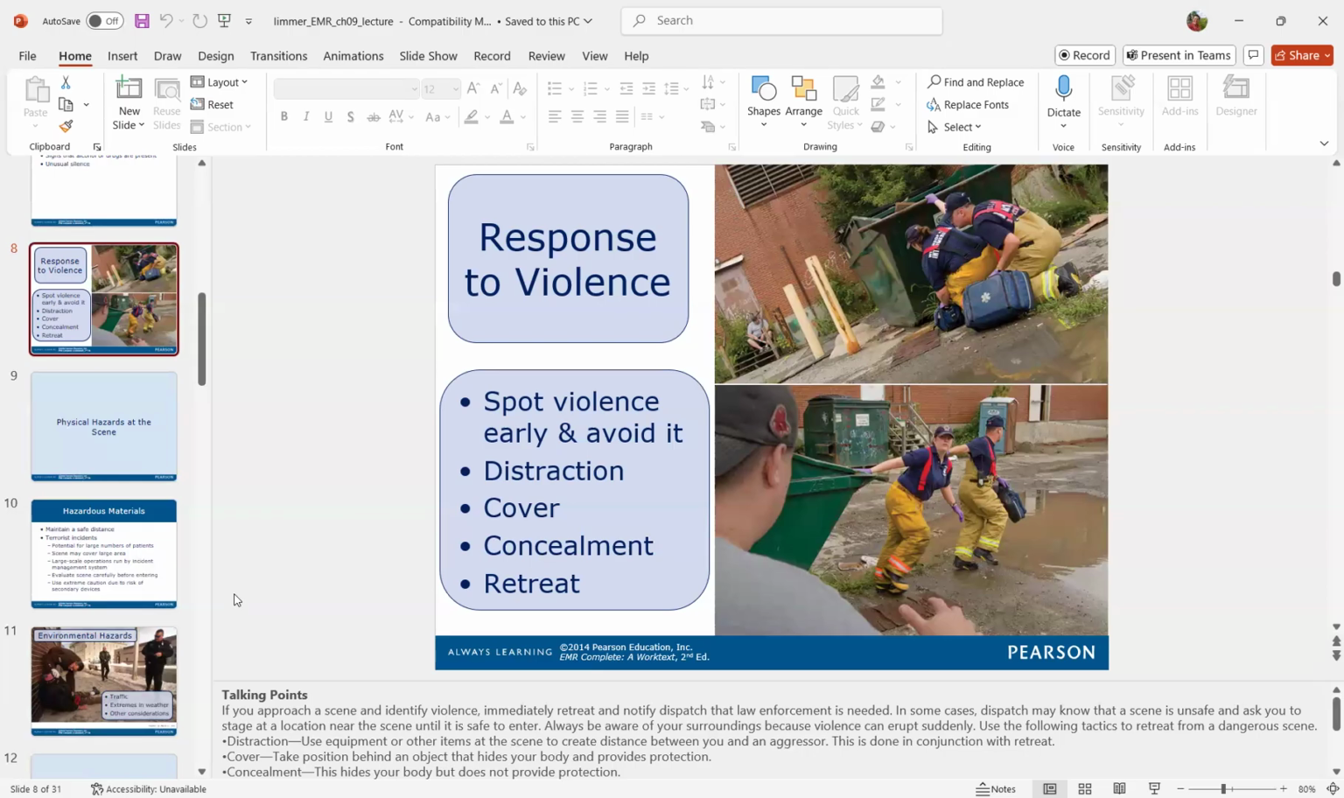There's cover and concealment. Cover is taking that position behind an object that hides you and your body, provides protection. That's going to be like an engine block, a wall. There's concealment. This is like a bush. It hides your body, but it doesn't provide protection from, like, a flying bullet.